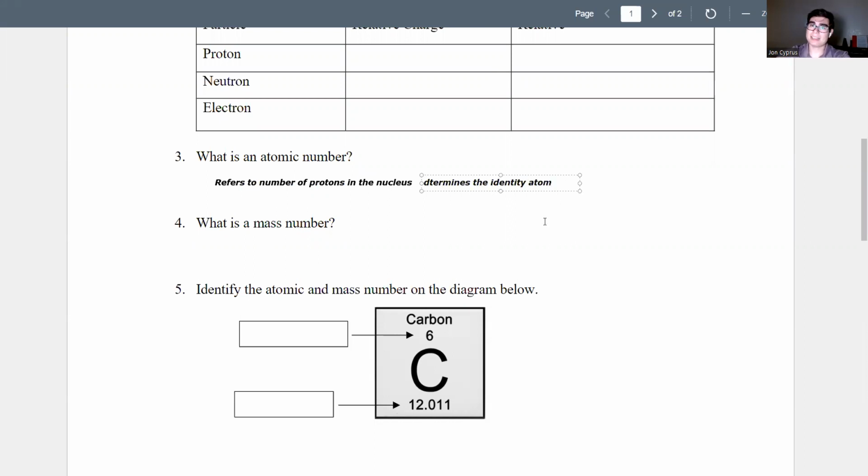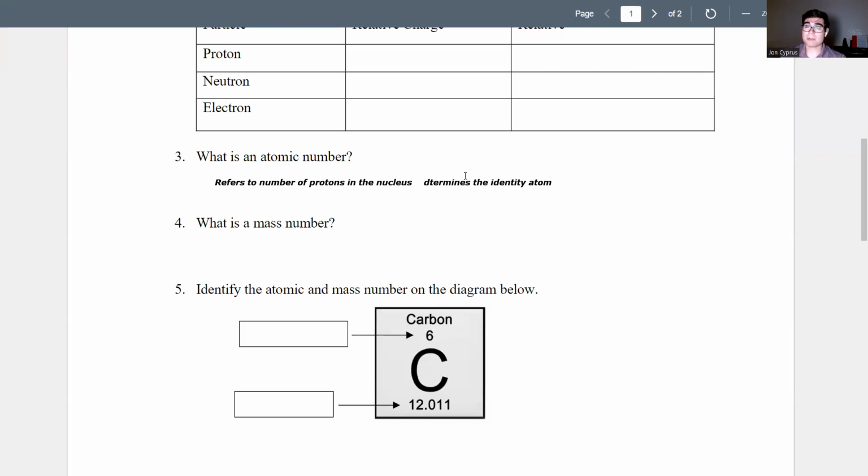So atoms have identities, right? Their names are based on the number of protons they have, not on the number of neutrons, not on the number of electrons, but on the number of protons that they have. So that's what this means. We give them their names based on the number of protons.